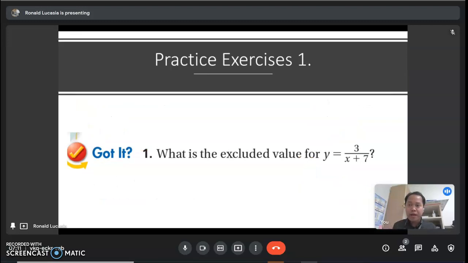So try the practice exercises. What is the excluded value for y equals 3 over x plus 7?